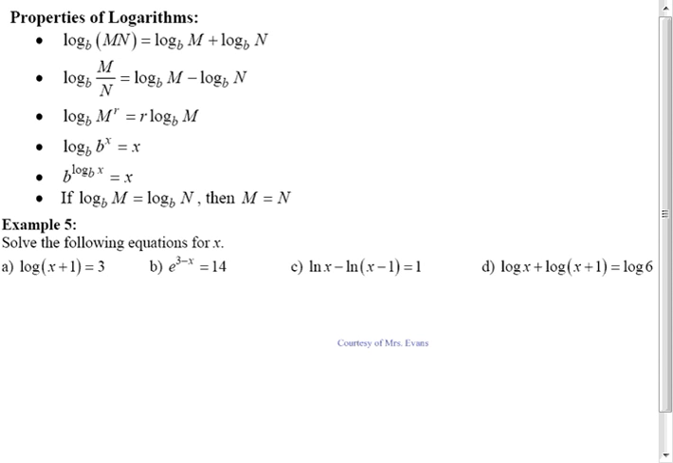So for the first one, you just need to rewrite that in exponential form. So the base here, if you don't see a base, you can assume that the base is 10 for a common log. So it's 10 to the third equals x plus 1. 10 to the third is just 1,000. 1,000 minus 1 is 999. Alright, and just check that. Does it fit in our domain?